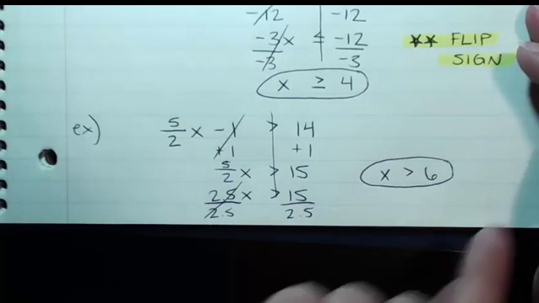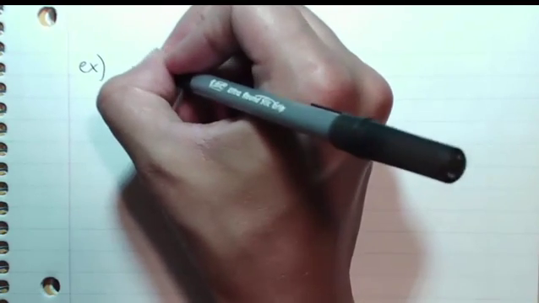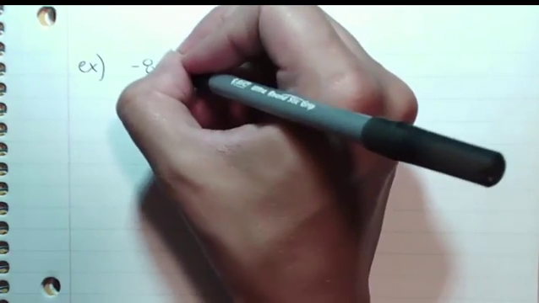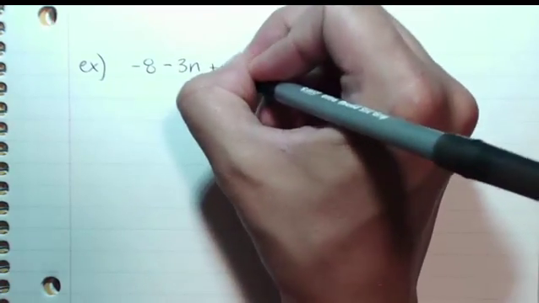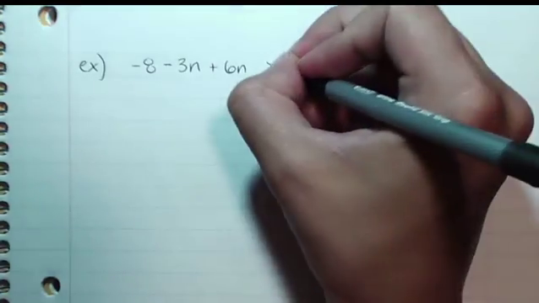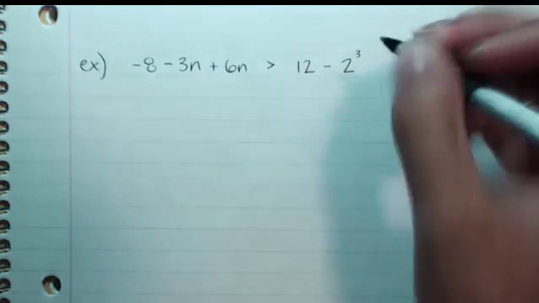Okay, let's just try a couple more. And then there's one more little topic we need to discuss before you start your homework. So you'll have some time in class to get that done. Alright, let's try negative 8 minus 3n plus 6n is greater than 12 minus 2 cubed.